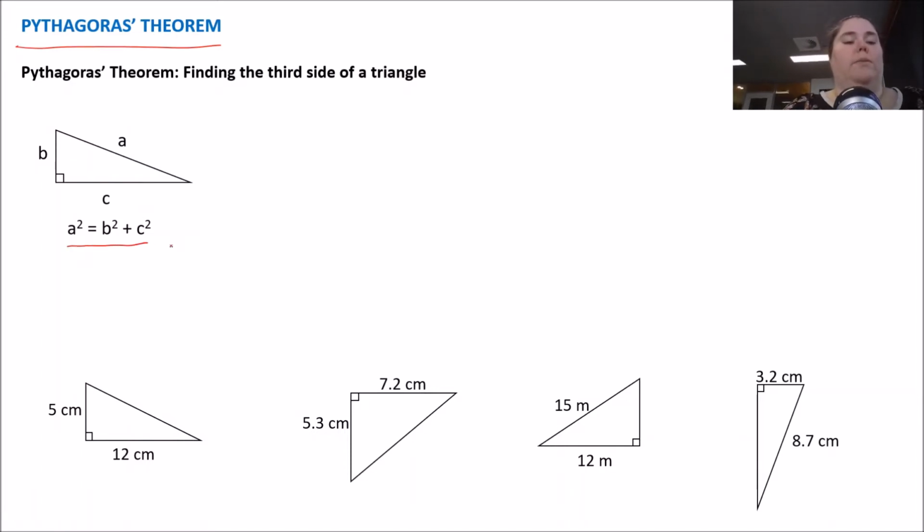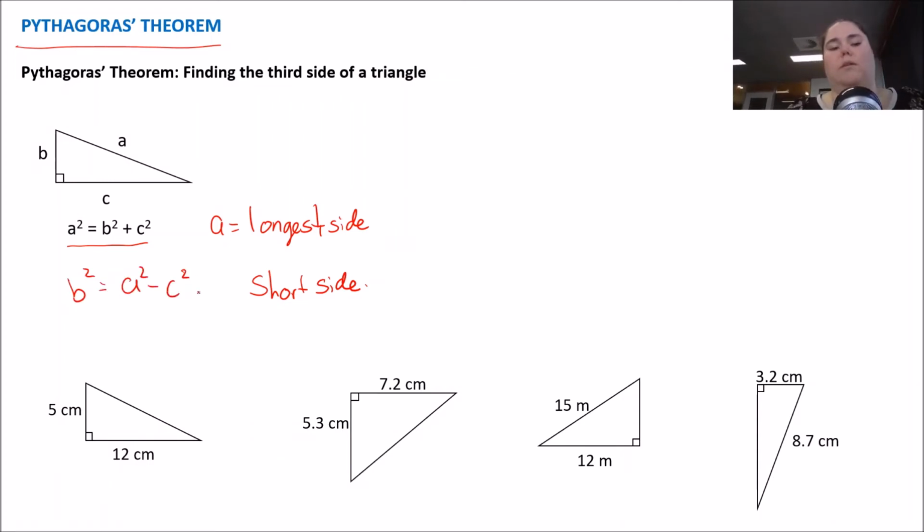A squared equals b squared plus c squared, where a is your longest side. So long as you have a longest side, you need to have a plus. If you were trying to find a short side, you would rearrange this equation so that you have either of the short sides equals our long side minus our known short side. And that's the equations you're going to use.